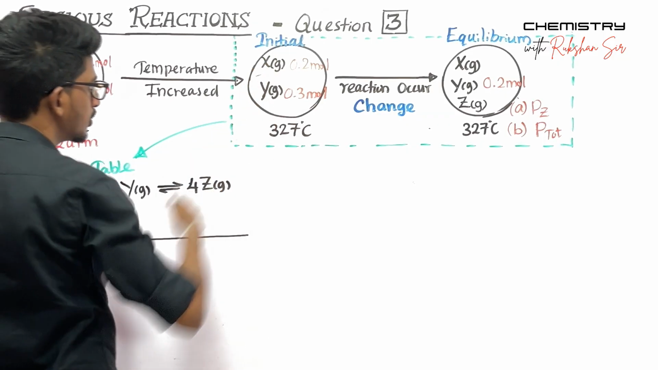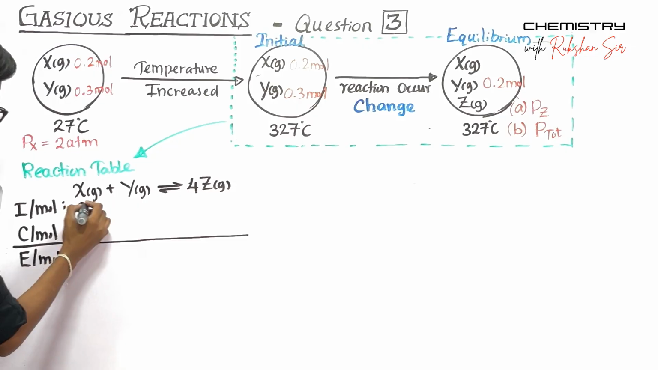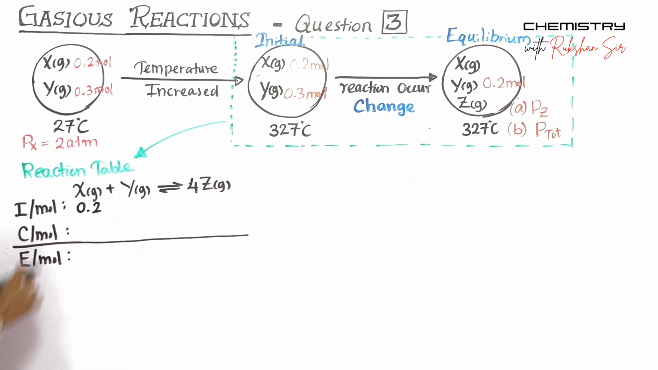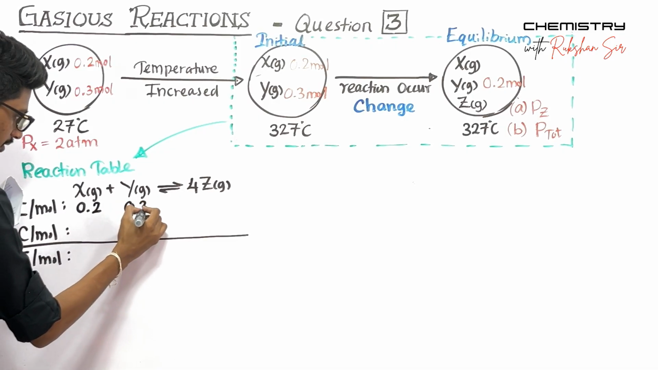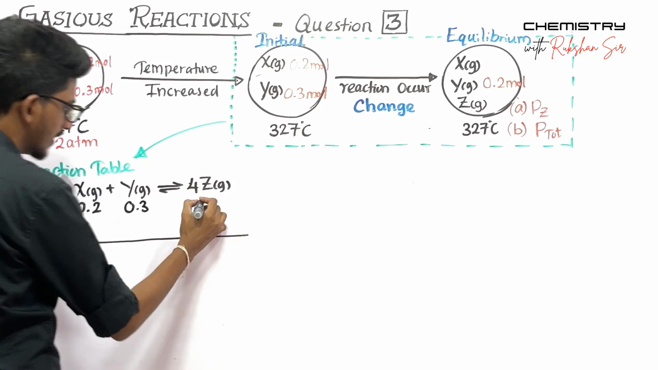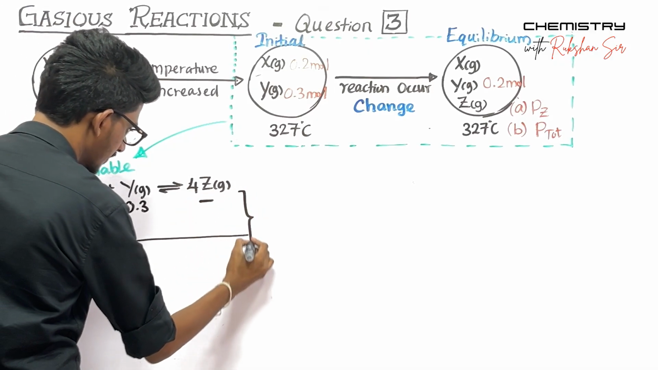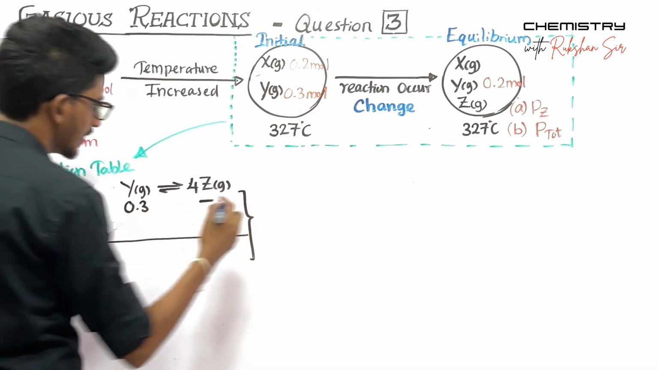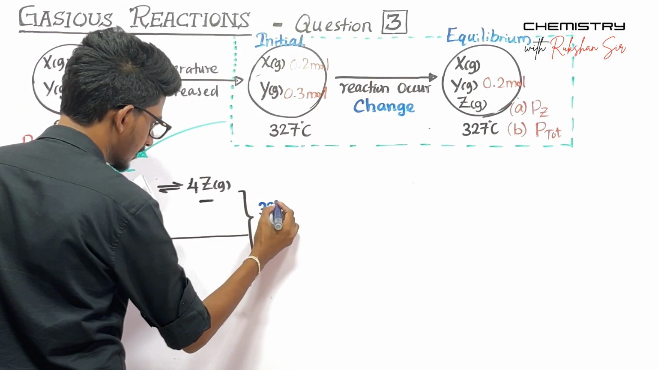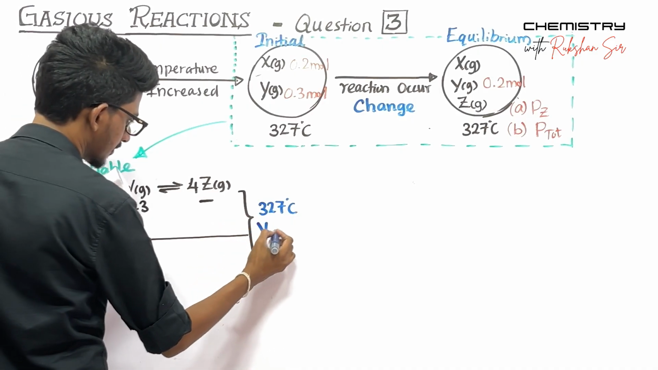At the beginning, 0.2 and 0.3 are there. 0.2 is the starting amount of X moles. 0.3 is the starting amount of Y moles. You don't have any Z at the beginning. Right, we construct this table. Keep in mind that we construct this table for 327 Celsius, and volume should be a constant.